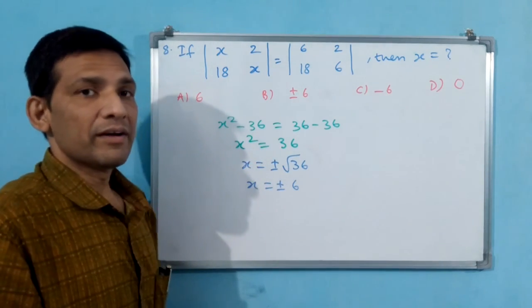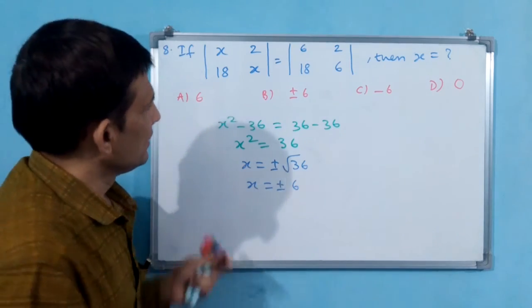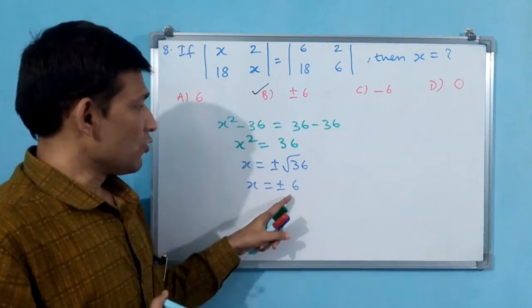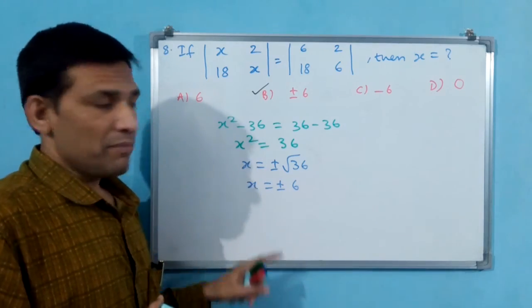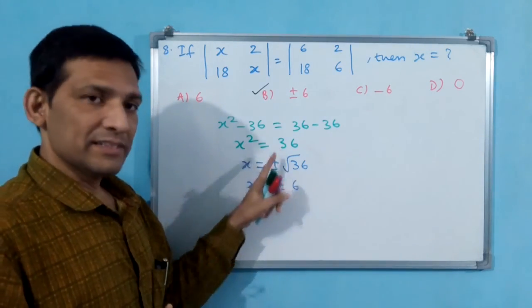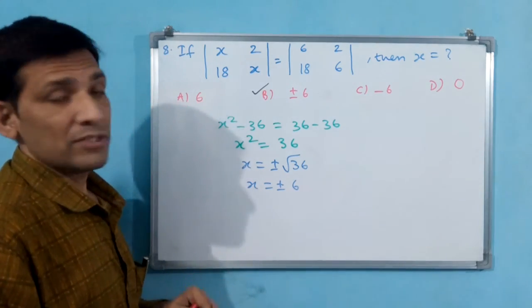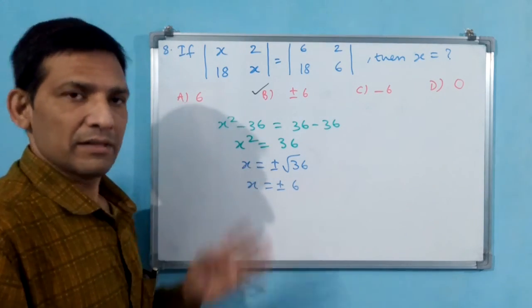Is it okay? Okay. Now put this mark b, plus or minus 6. See, don't write only 6. Why? Because minus 6 square also 36, plus 6 square also 36 will come. Okay, accuracy you have to maintain in questions and all.